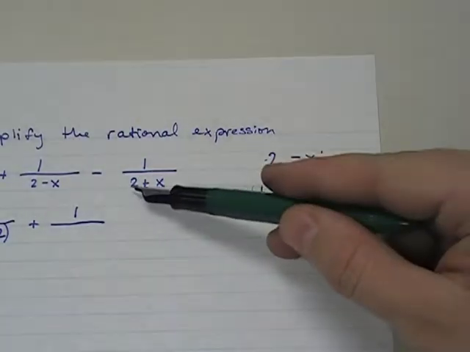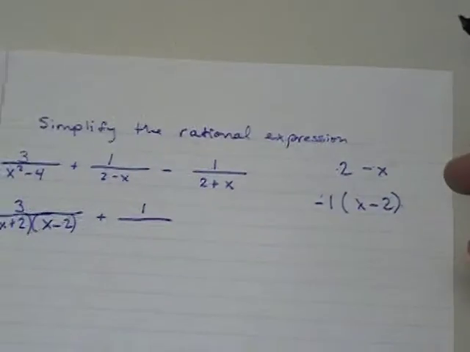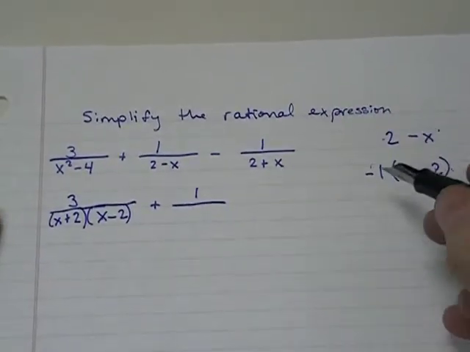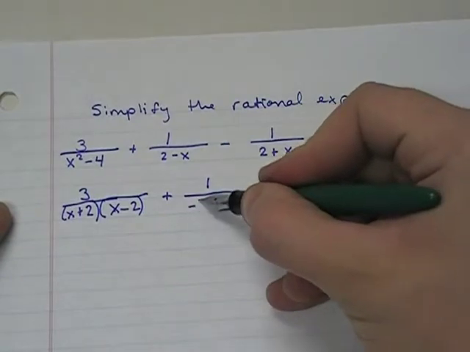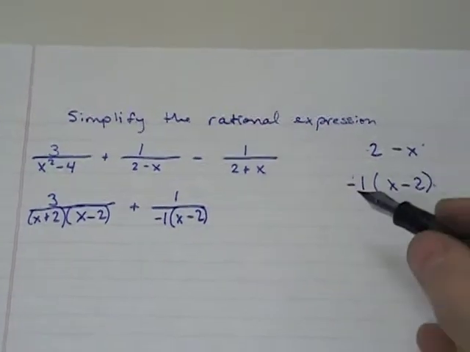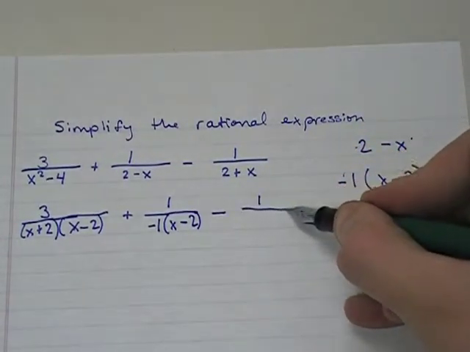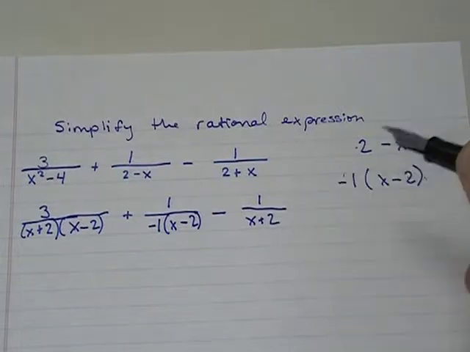As for here, you've got 2 plus x. They're both positive, so you can simply change the order of them. No big deal. So this gives me negative 1 over x minus 2, and then minus 1 over x plus 2.